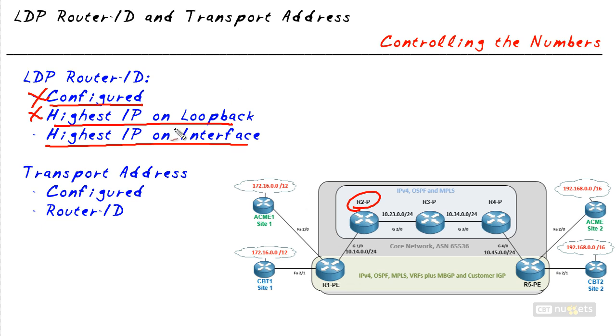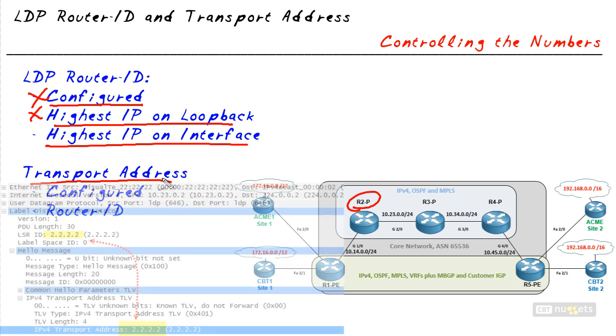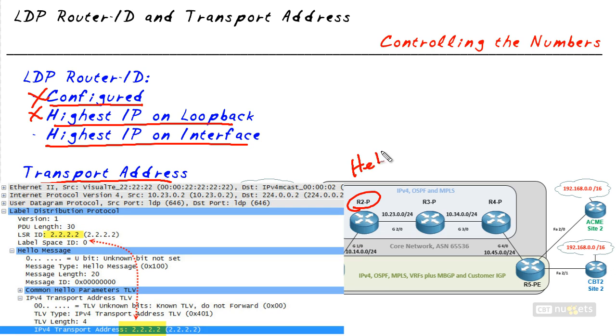One of the reasons that this LDP router ID is so important is because by default, that is going to be the transport address that's advertised in the little hello messages. So when R2 is saying hello, it's going to advertise its transport address in that hello message. And then when establishing the LDP sessions, the neighbor is going to try to connect to that transport address.